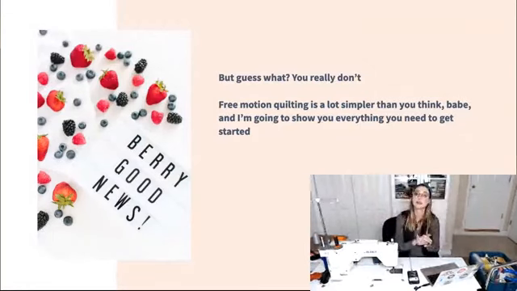And I'm going to show you exactly what you need to get started. And as I just mentioned, there's plenty of folks inside the Quilting Rockstars that can show you how to use all the fancy things as well. And sometimes I like to use the fancy things, but you don't have to get started there. And that's the key thing to remember, okay?